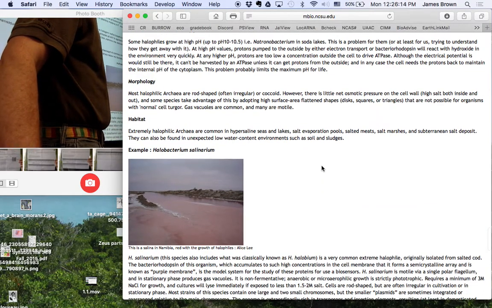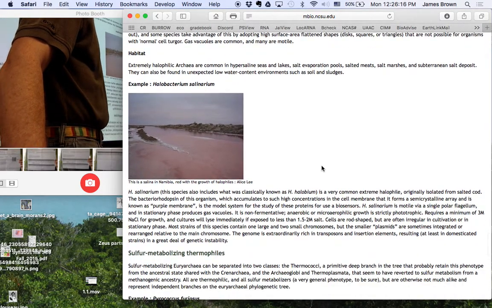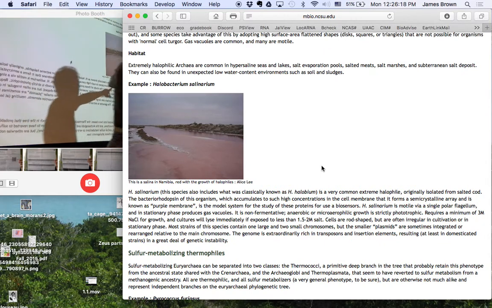These things are generally rod-shaped or cocci. This is a picture from Namibia that Alice Lee took. This is a saltern. I go down to the Bahamas all the time, and that's where people used to make salt to sell. And so you get these red lights there all the time.